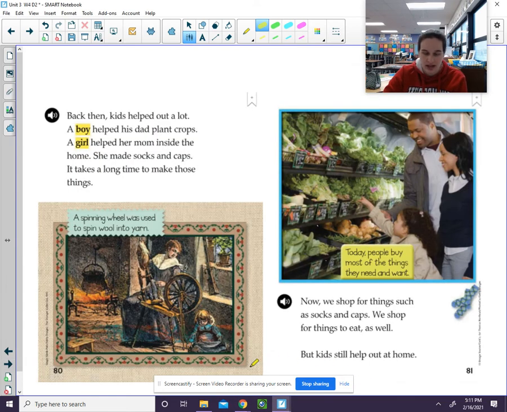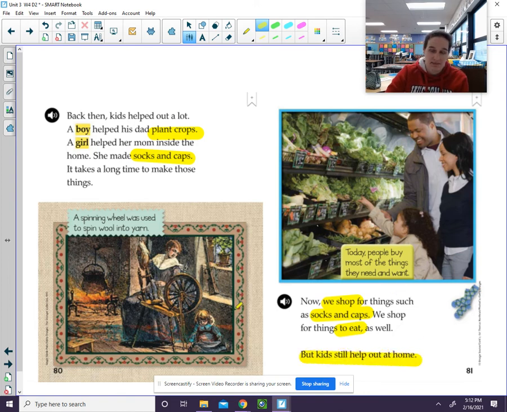If we take a look at page 80 and 81, I bet there's some things we can compare and contrast as well. Listen, back then kids helped out a lot. A boy helped his dad plant crops. A girl helped her mom inside the home. She made socks and caps. It takes a long time to make those things. Now we shop for things such as socks and caps. We shop for things to eat as well. But kids still help out at home.